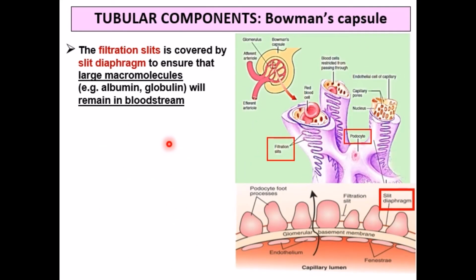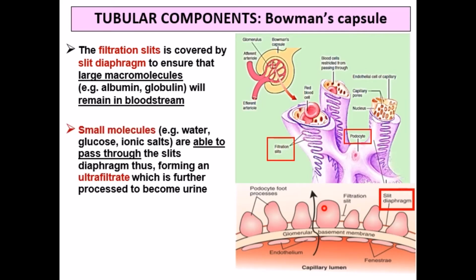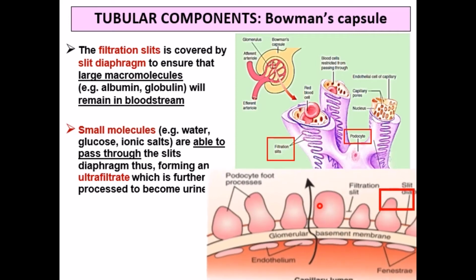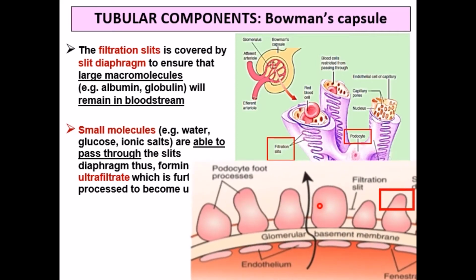The filtration slit is covered by slit diaphragm to ensure that large macromolecules such as albumin and globulin will remain in bloodstream, whereas small molecules such as water, glucose, ionic salt are able to pass through the slit diaphragm, thus forming an ultrafiltrate which is further processed to become urine.